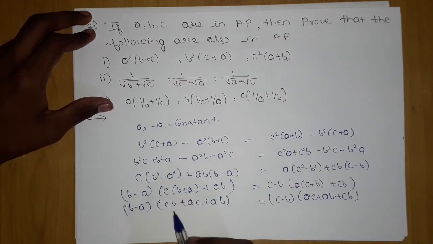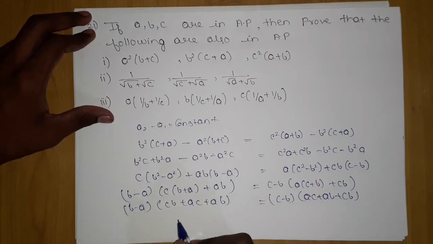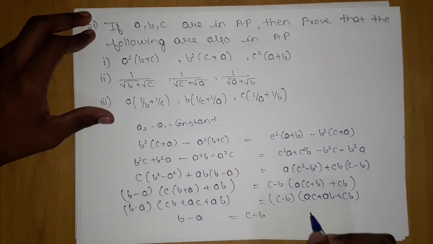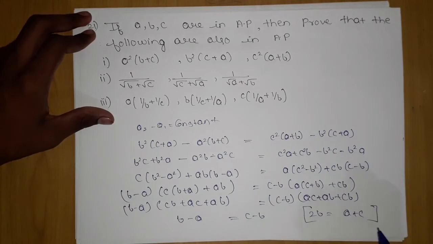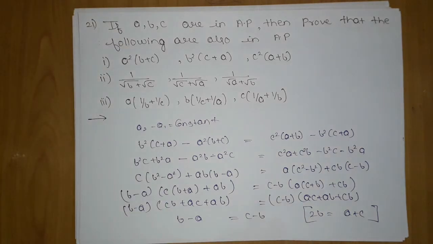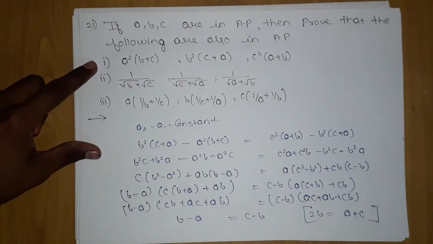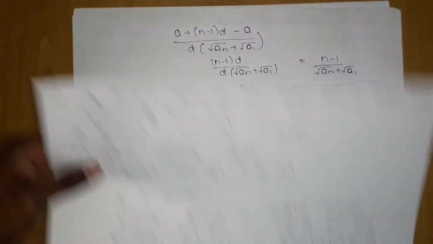So here you can see these two parts are the same, so I can cancel them, which will give me b minus a is equal to c minus b. So 2b is equal to a plus c, which is the general condition of AP. If three terms are in AP, then we say this thing. So we are done with this first section. Now let's move on to the second one.